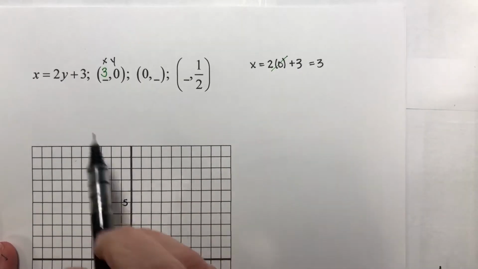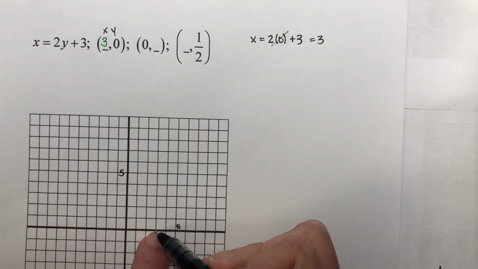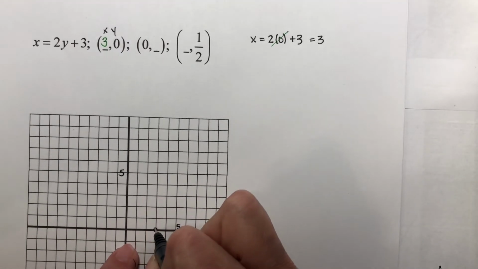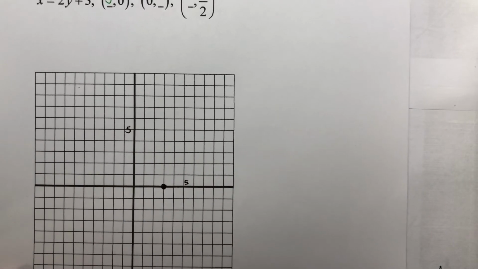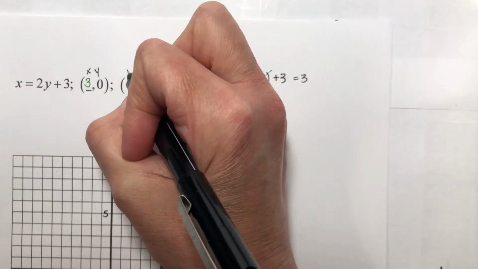Okay, now let's plot the point 3, 0. I go to 3 on my x-axis, which is here, and go to 0 on my y. And that means this point right here is one of my points on my line. Now let's come deal with x equal to 0.